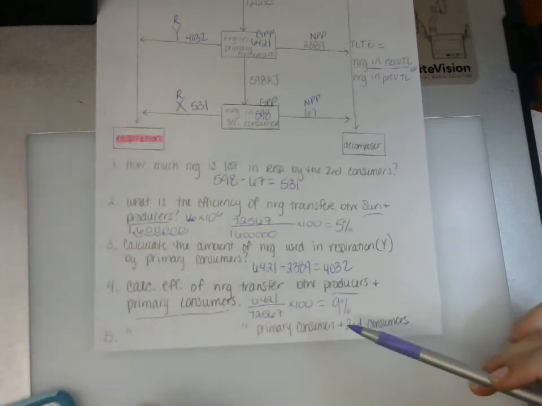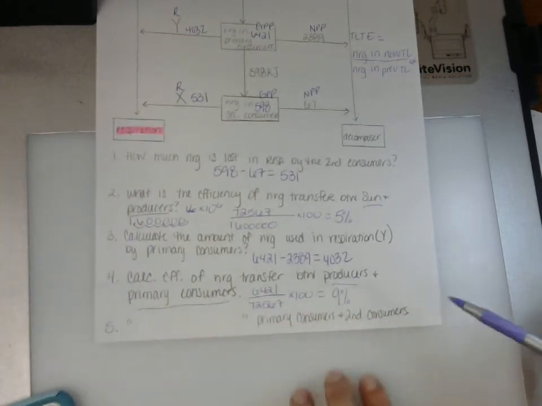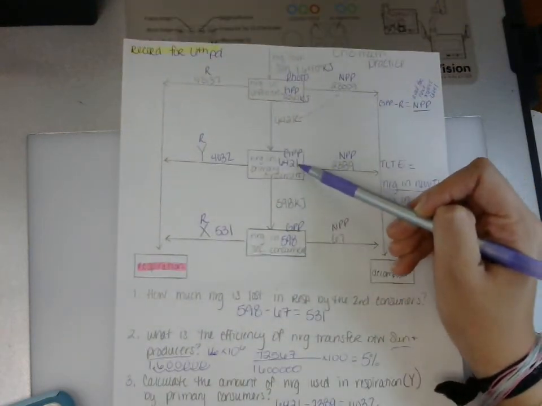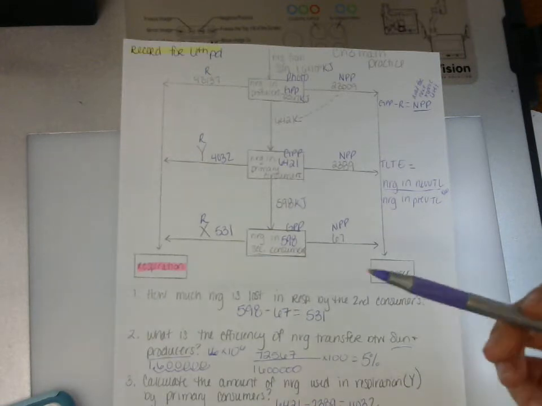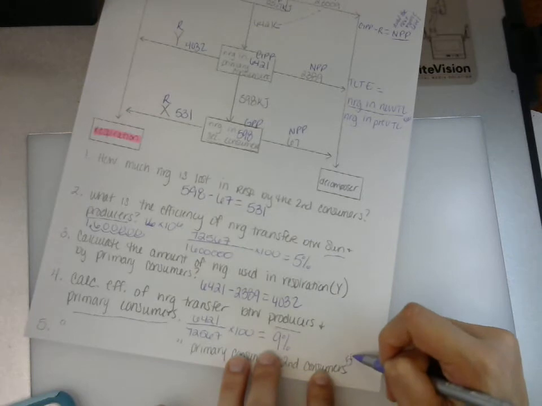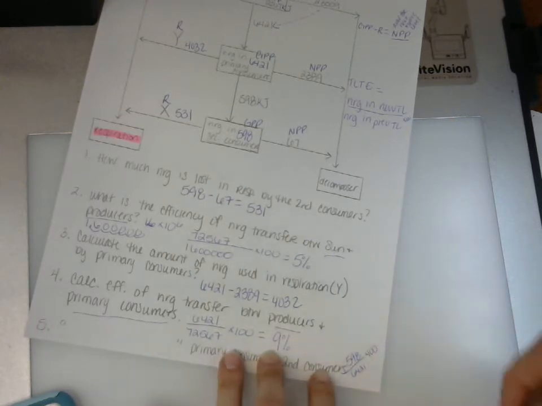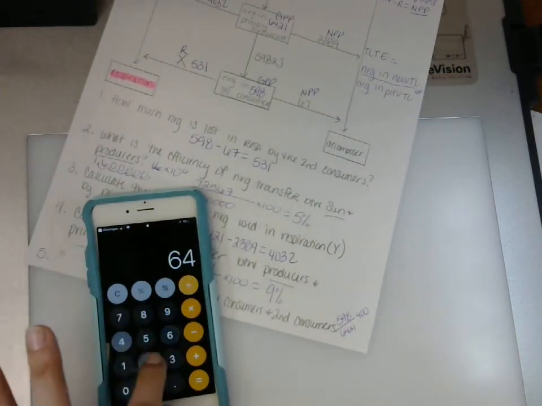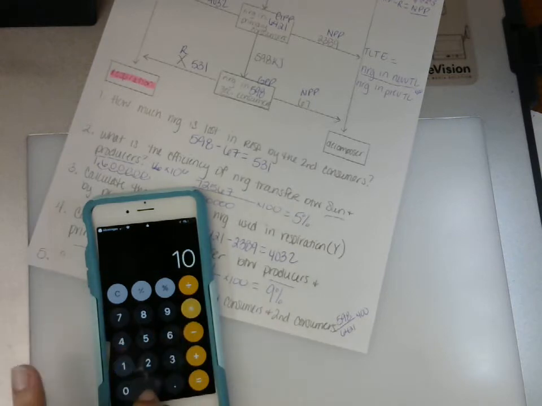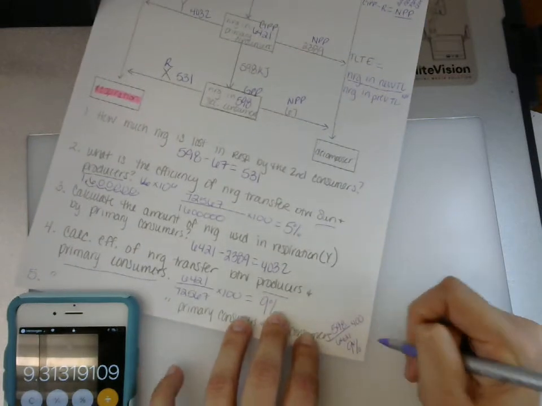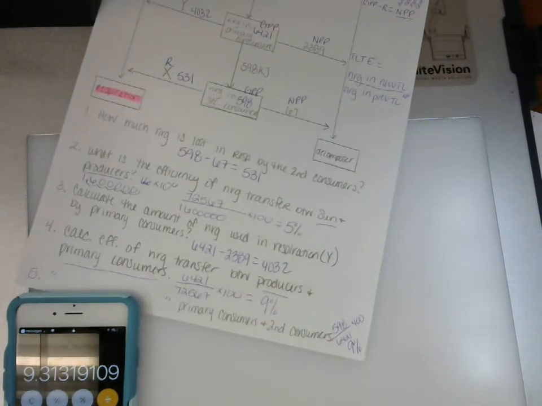And then they want you to do the same thing between the primary consumers and the secondary consumers. So we're going to be doing new trophic level over previous trophic level. All of your setups should be small number over big number. So 598 over 6421 times 100. Okay, 598 divided by 6421 times 100, 9.3. We're going to round that to 9. It's 9%. Okay, and that's trophic level transfer efficiency.